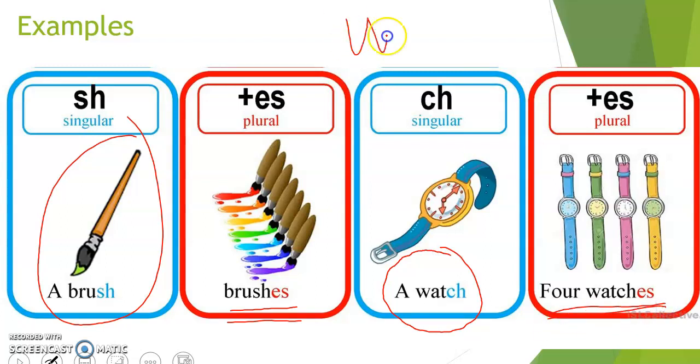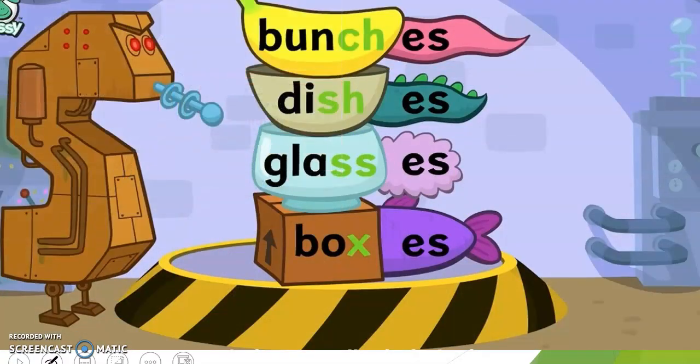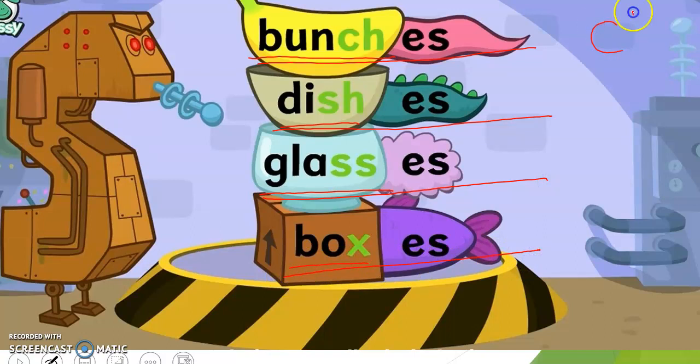If you write it like WATCHS, this will become wrong and you will not get any mark for that. So these are the little things you have to keep in your mind so that you can score higher and higher. Look at some more examples. Bunch, bunches. Dish, dishes. Glass, glasses. Box, boxes.